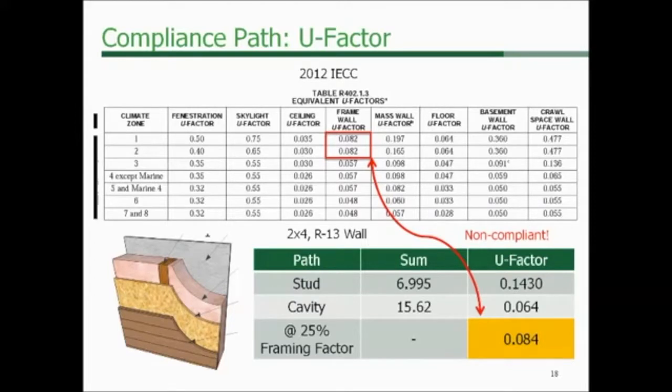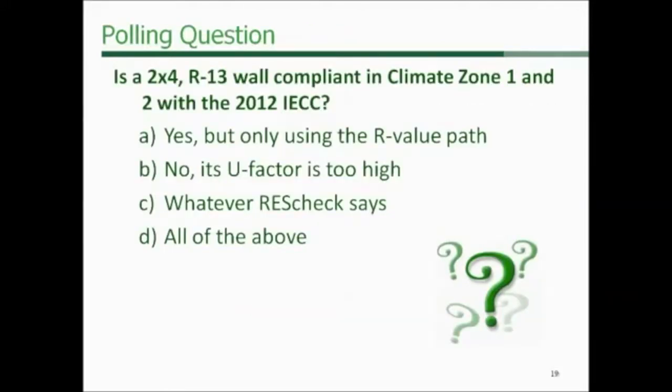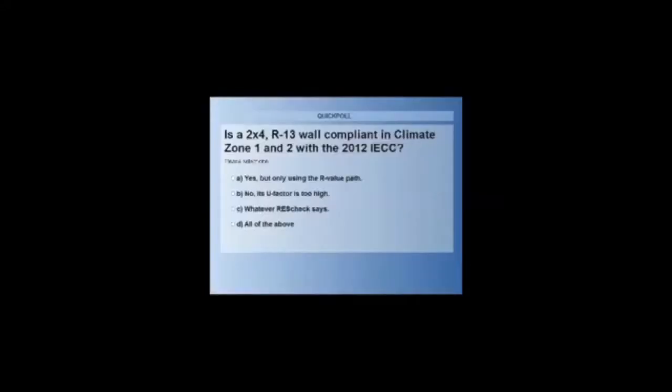So we were allowed in the R value tables, but if you did the calculations for the U factor tables, it doesn't work. Which brings us to the next poll question, which is more of, I'm interested in what you're saying. So, is a 2x4 wall, R13 wall, compliant in climate zones 1 and 2 with the 2012 IECC? Okay, your choices are A, yes, but only using the R value path, or B, no, its U factor is too high, C, whatever ResCheck says, or D, all of the above. Go ahead and vote.